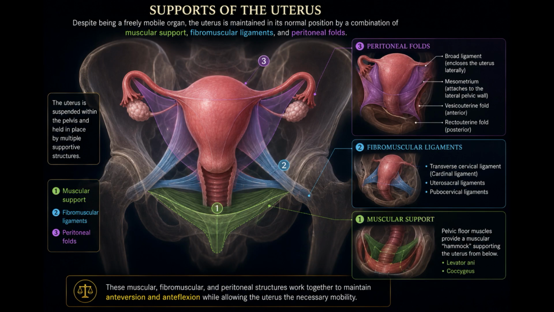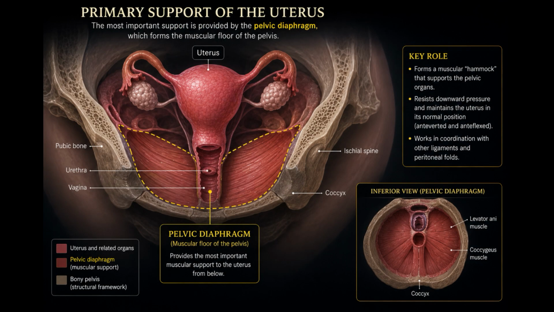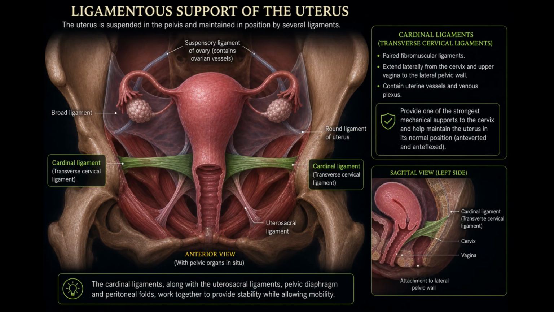Now let's discuss the supports of the uterus. Despite being a freely mobile organ, the uterus is maintained in its normal position by a combination of muscular support, fibromuscular ligaments, and peritoneal folds. The most important support is provided by the pelvic diaphragm, which forms the muscular floor of the pelvis. Additional stability is provided by several ligaments. The cardinal ligaments, also known as the transverse cervical ligaments, provide one of the strongest mechanical supports to the cervix.